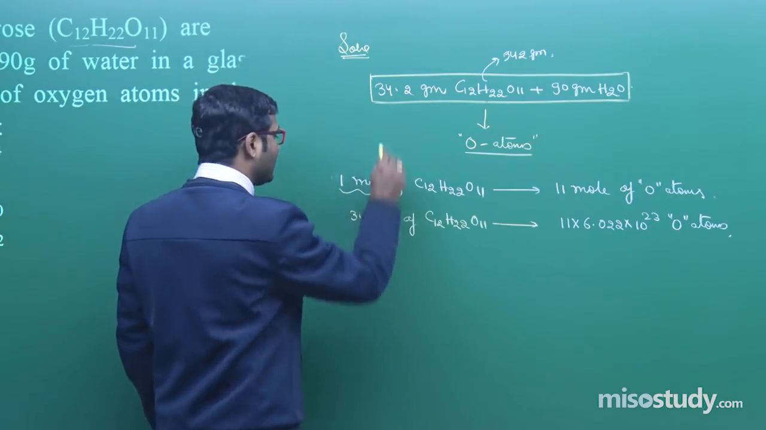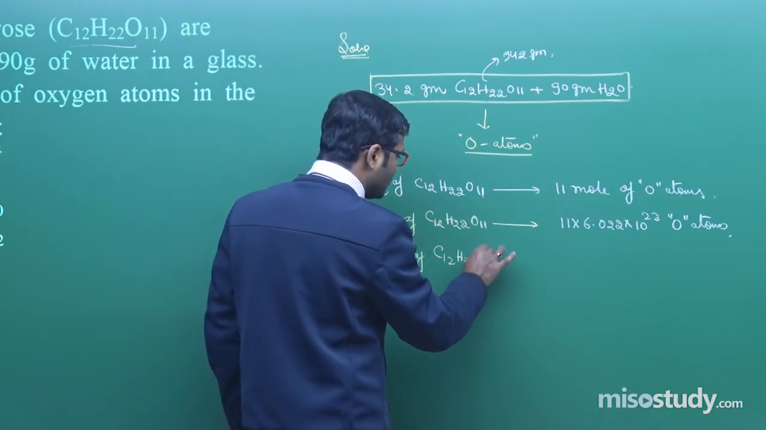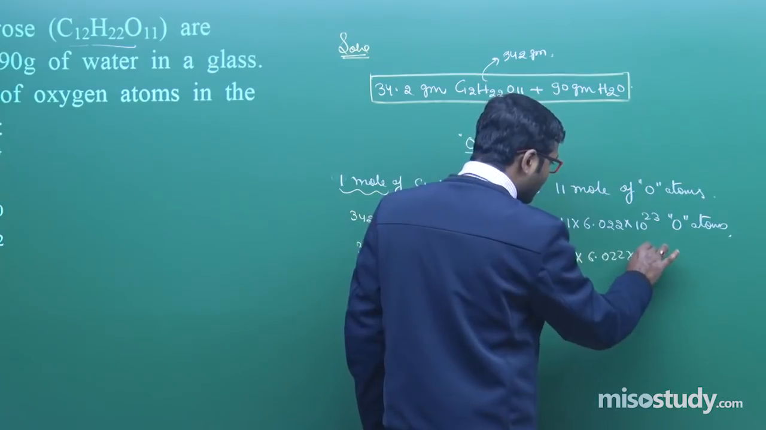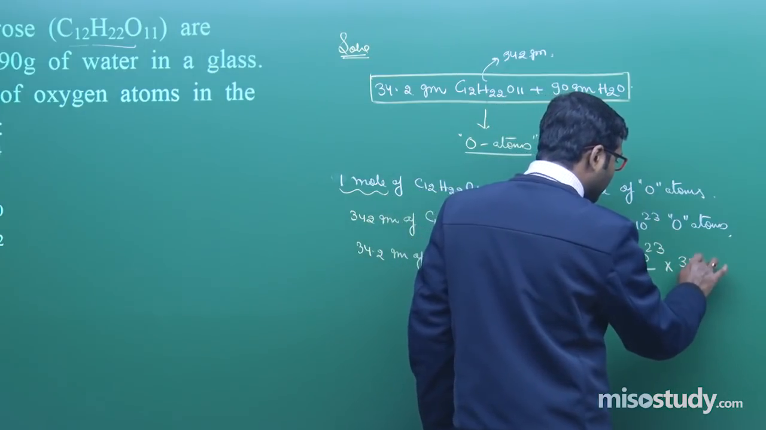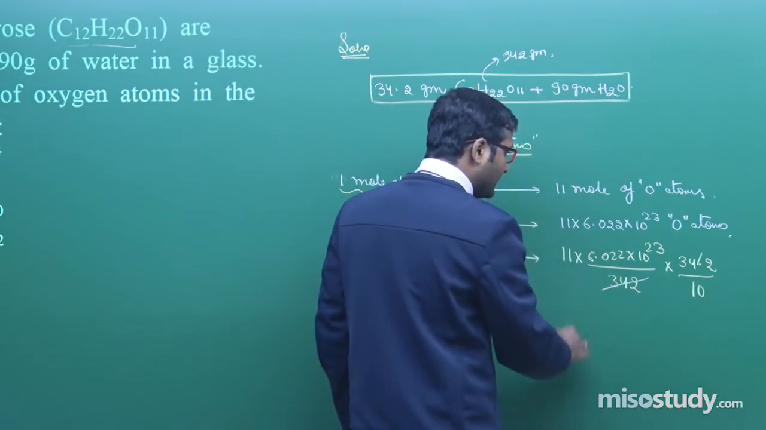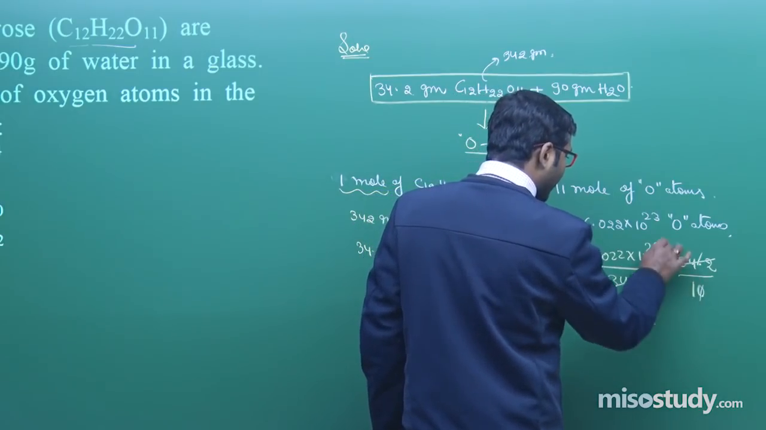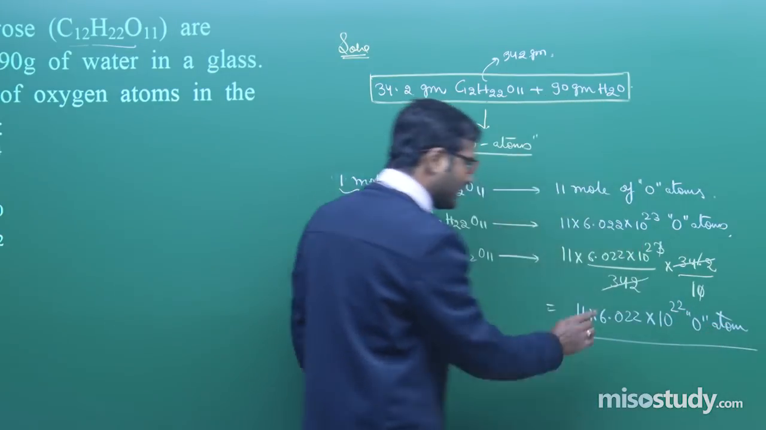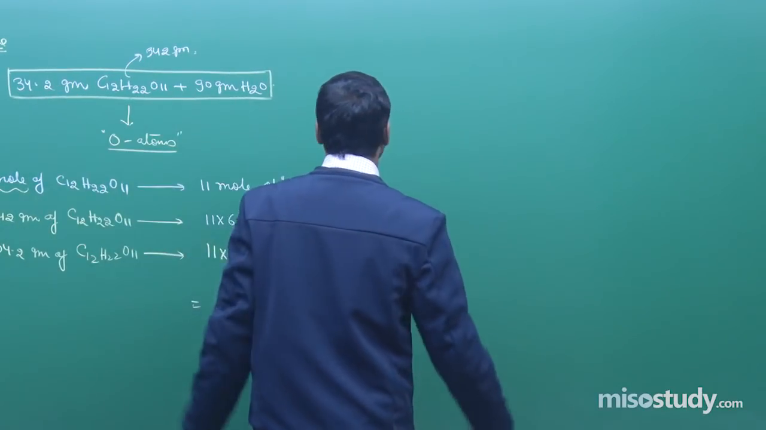Now, given here 34.2. So, 34.2 gram of sucrose, C12H22O11, will contain 11 into 6.022 into 10 to the power 23 divided by 342 multiplied by 34.2. Am I right? Is it clear to you? Yes, sir, definitely you are correct here. Now, this will cancel this one. We get here 11 into 6.022 into 10 to the power 22 oxygen atoms. Now we have got the number of oxygen atoms in 34.2 gram of sucrose.